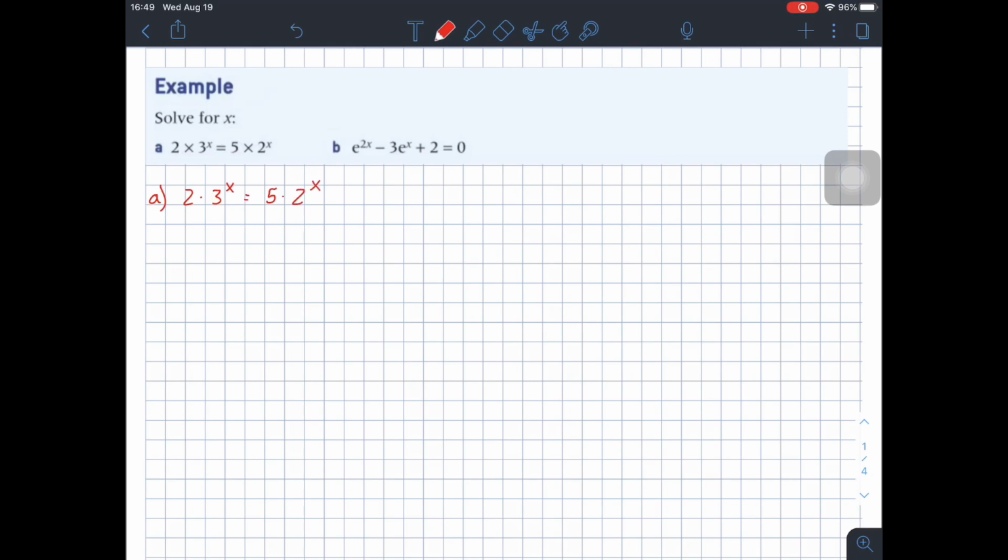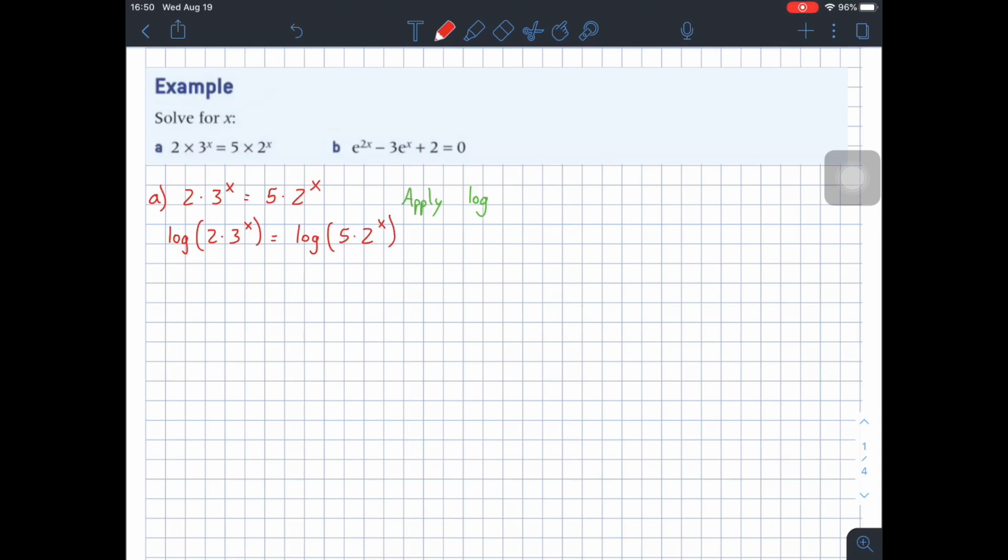Okay, the first thing we need to do here is analyze if we can simplify something. I don't see that we can simplify anything here. So if we cannot simplify this and we cannot equate bases or anything like that, we will do the same thing. We're gonna apply logarithm to both sides, okay? So if we do that, we're gonna get log of 2 times 3 to the power of x is equal to log of 5 times 2 to the power of x.